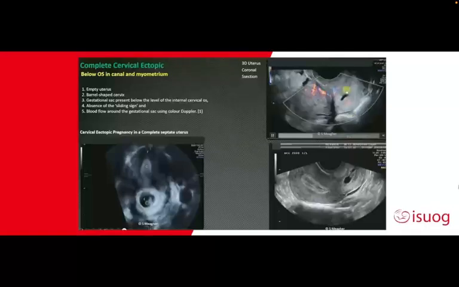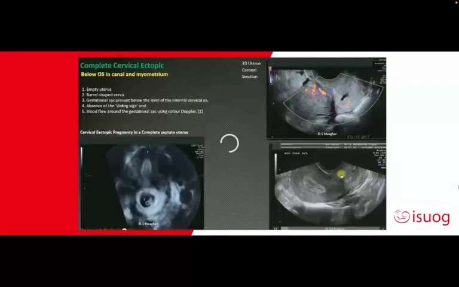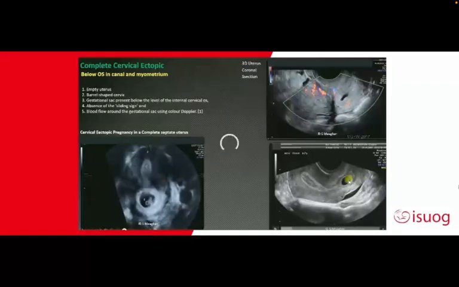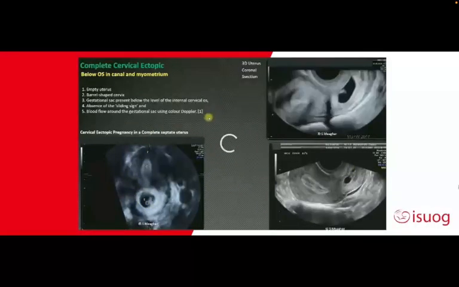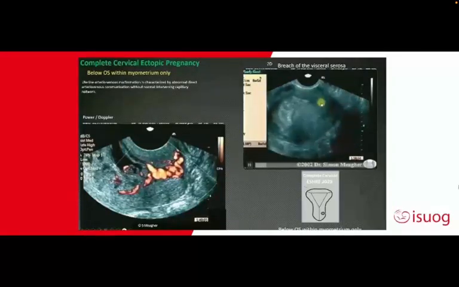the cervical canal. This is the uterine body, internal os, and the cervix here with the pregnancy entirely within the cervical canal. In this case here, a very old case in the patient who has an empty uterine cavity.